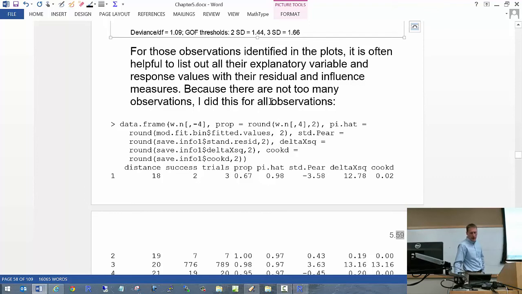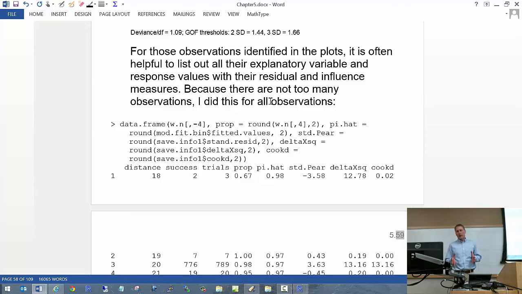Okay, so once I do these plots, I come up with some judgments about my data or about my model. Often a good thing to do is put all these measures together into one data frame, and if you have a small enough data set, you can look at all your observations to help you get a better understanding of what's going on.